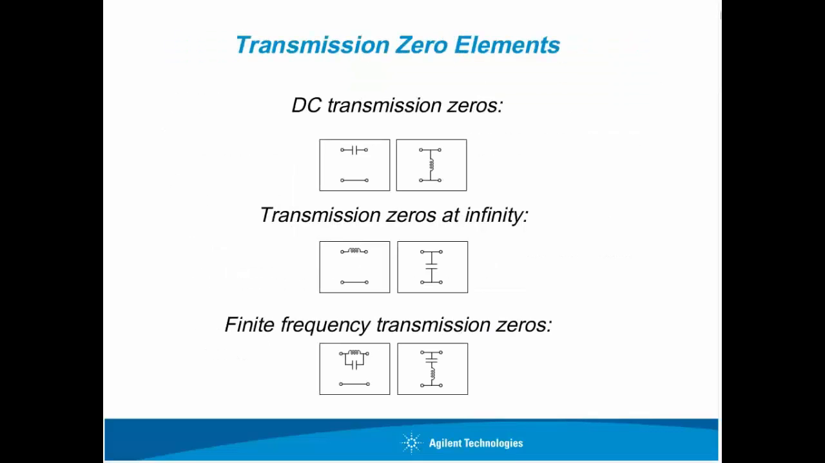And if we look a little deeper at what we mean by a transmission zero, a DC transmission zero can be represented by a series capacitor or a shunt inductor. You can see the DC will be blocked by the series capacitor, and the shunt inductor will short DC to ground. Similarly, the transmission zero at infinity is a series inductor and a shunt capacitor. And then finite frequency transmission zeros are either series LC or shunt LC circuits.